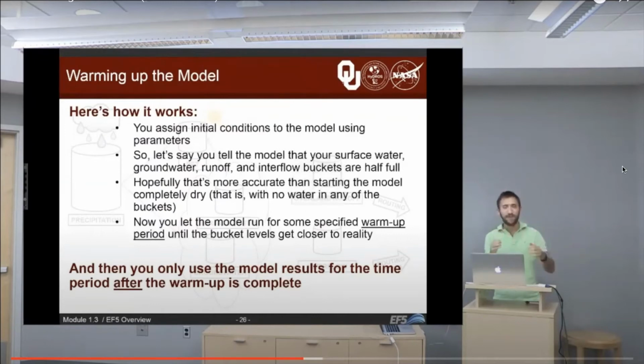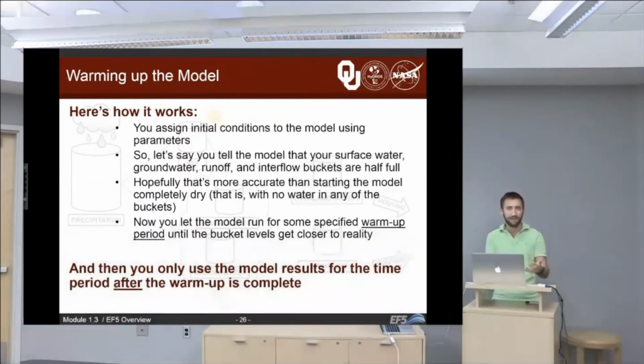So everything in the warm-up period, everything before time warm end in the EF5 control file, that doesn't count. That's all just the buckets getting up to the right point and leveling off and everything getting where we want them to be. Only the stuff after the warm-up is complete actually counts towards the statistics.